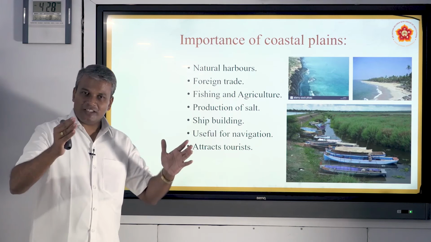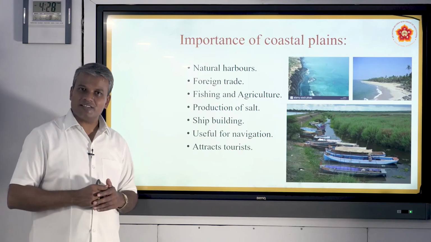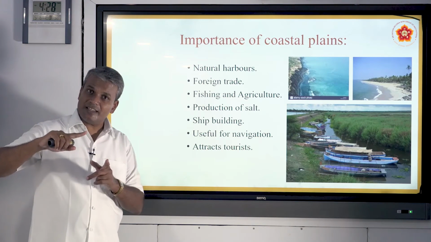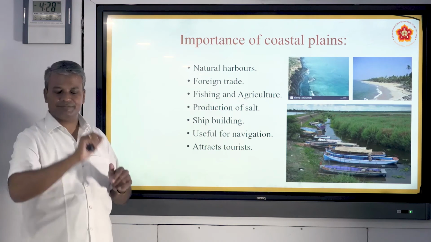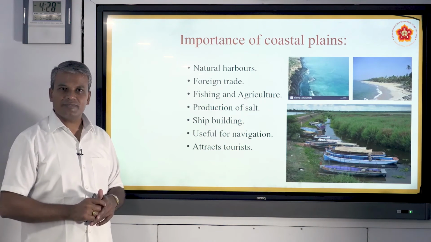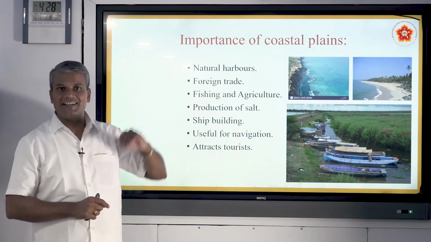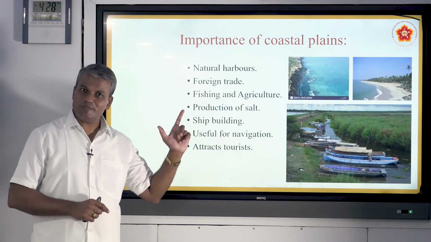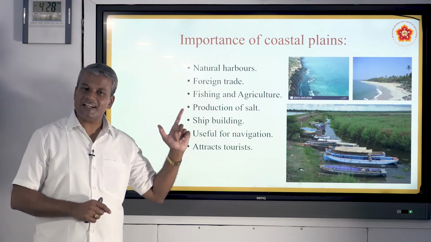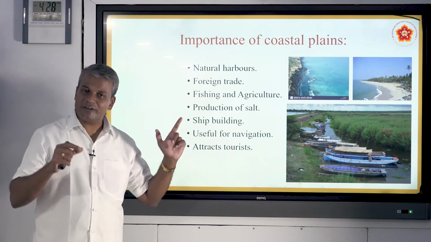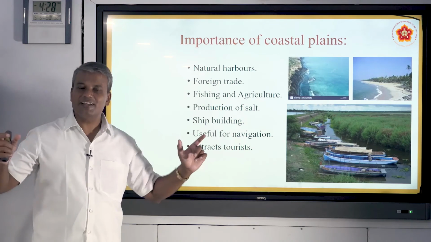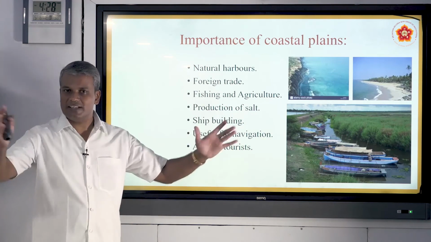The profit he got was 3 times the amount he spent for his voyage. Such was the profitable trade. So, because of this coastal plain, it is an advantage for our country to have foreign trade with other countries or other continents.